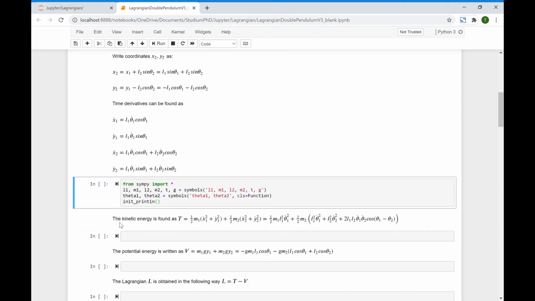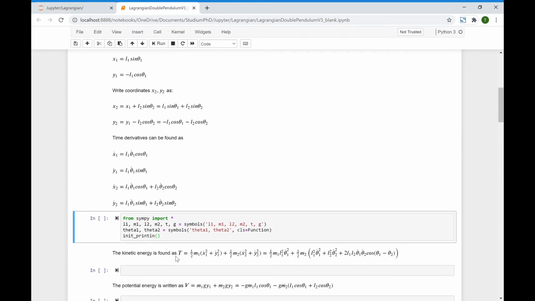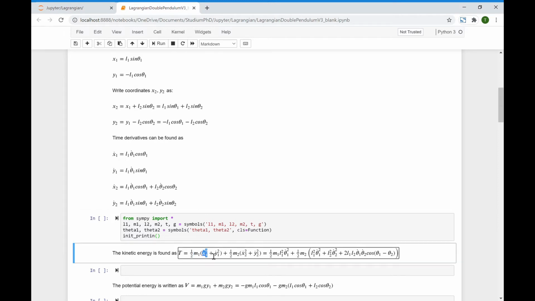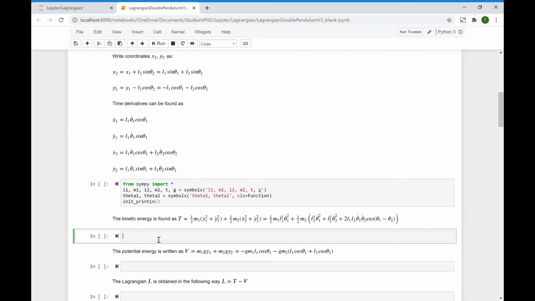Then the kinetic energy of the system can be found as the sum of kinetic energies of both of the masses. So it will be 0.5 mass m1 times velocity of mass 1 squared, which has again two parts in x and y direction, x1 dot and y1 dot, and the same for the mass number 2, 0.5 times mass 2 times velocity of the mass 2 squared. So inserting x1 dot, y1 dot, x2 dot, y2 dot here, we obtain this expression. So now we define the kinetic energy T.